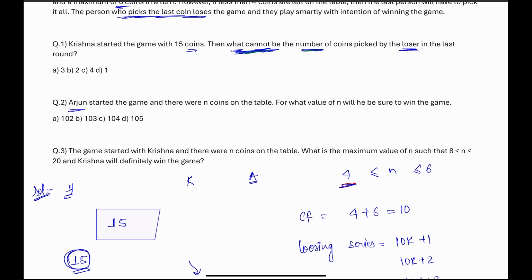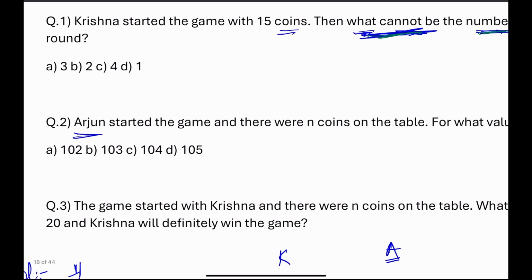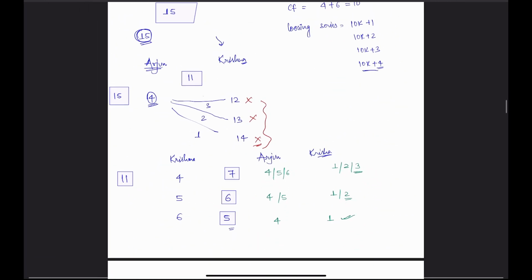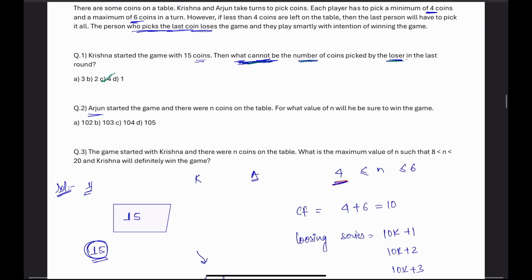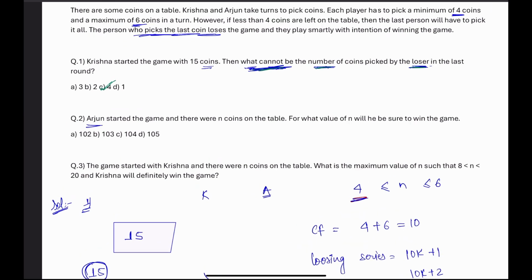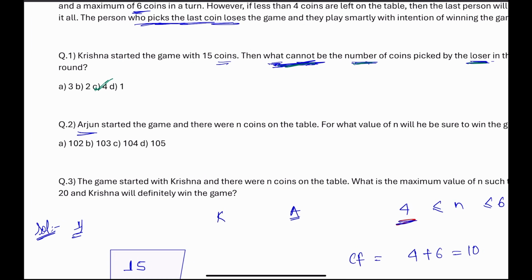What cannot be the number of coins picked up by the loser in the last round? The loser cannot pick 4. We have already seen this, and till now the loser is choosing only 1, 2 and 1. There is no possibility for the loser to choose 4. So for the first, the answer will be 4. So the first question is done. The answer is 4.